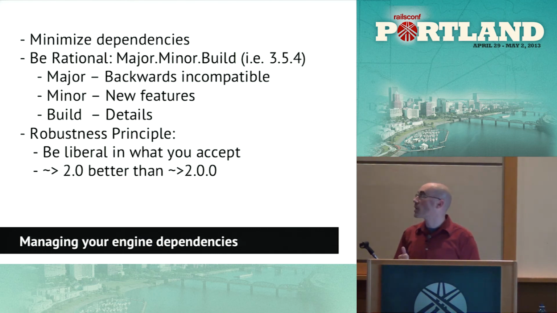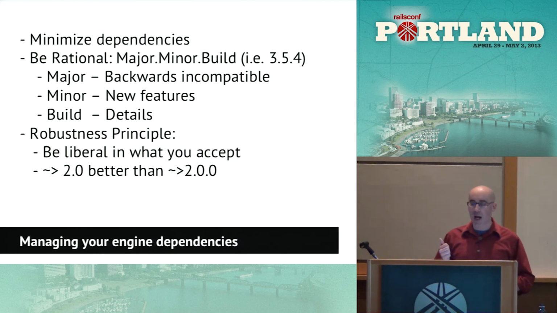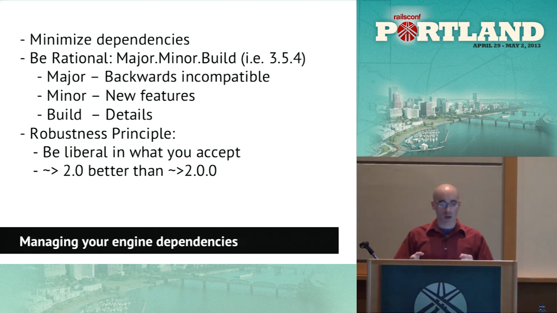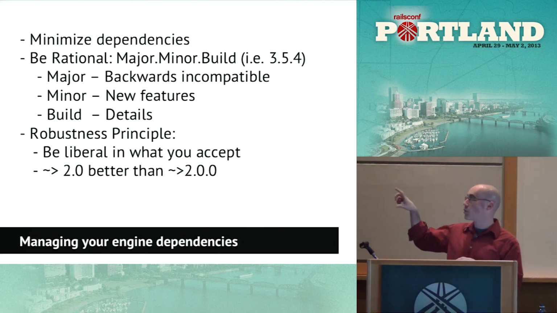Use rational versioning. This is actually something that is well documented in the RubyGems docs. It's this sort of major-minor-build syntax, 3.5.4, where major is backwards incompatible, minor is backwards compatible and adds new features, and then builds are backwards compatible but have implementation details. And the nice thing about this is if you follow it, it makes it really easy for us to use the tilde greater than anywhere you need to.